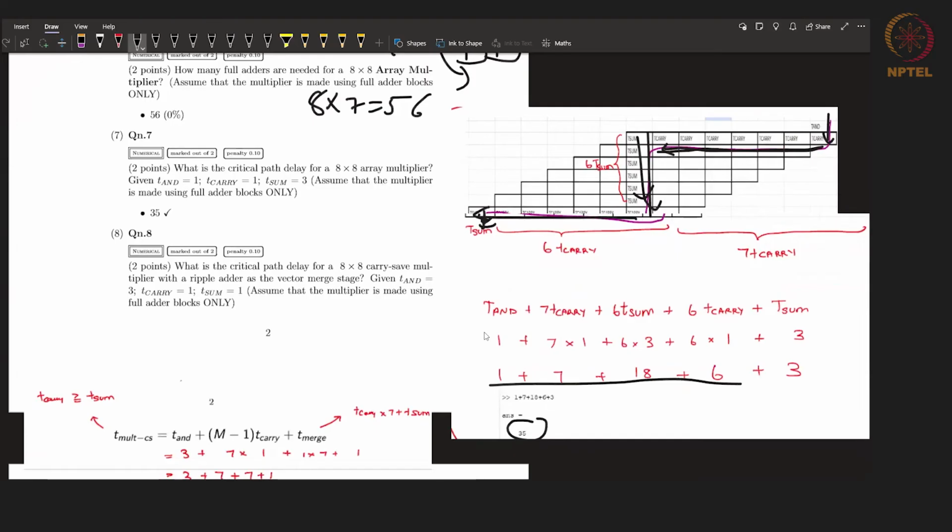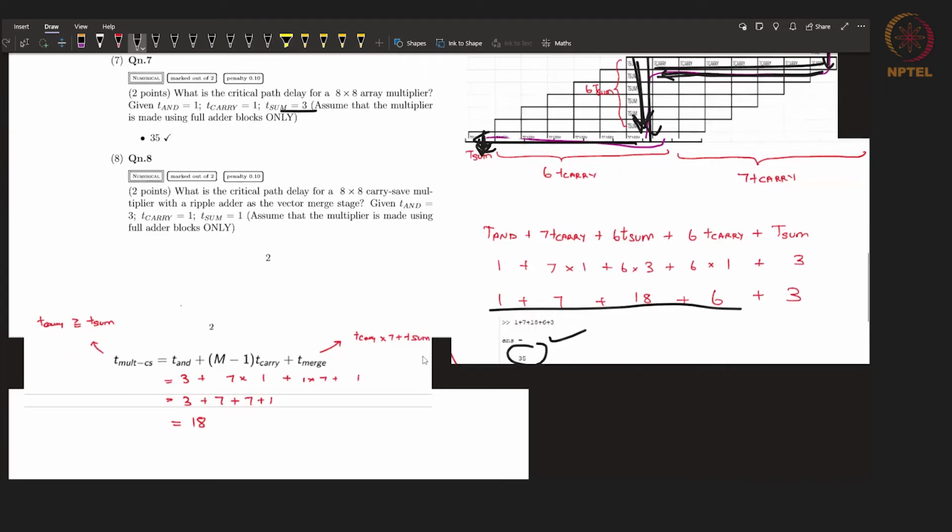Right? So the way to determine the critical path is basically the path that has the largest delay. In the sense, here you have six T sums all the way down, which is contributing to delay, as well as several T carries. And in the final stage, you should look at the T sum because T sum is greater than T carry. Therefore, 35 is your answer.